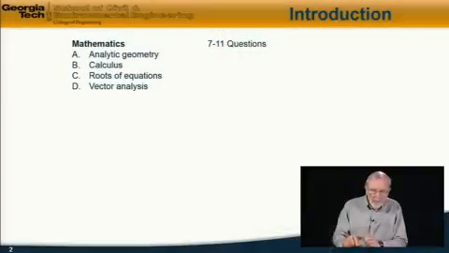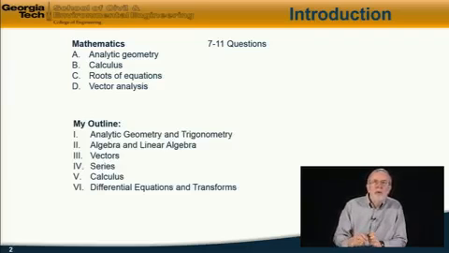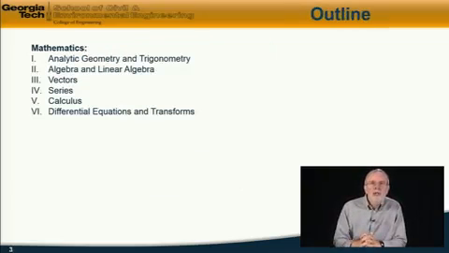Today we're going to begin Knowledge Area 1 of the FE Review exam, Mathematics. And here is the outline from the reference handbook. These are the topics covered: analytic geometry, calculus, roots of equations, vector analysis. But this doesn't cover very well the actual topics that I think are most likely going to be important. So this is the outline that I will follow: analytic geometry and trigonometry, algebra, vectors, series, calculus, and then differential equations. So here again is the outline, and in this segment we'll start looking at analytic geometry and trigonometry.